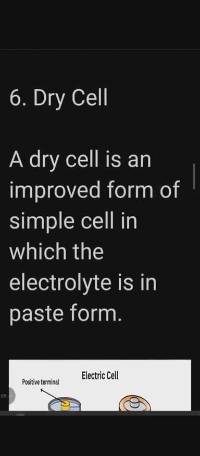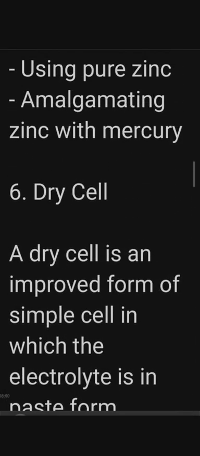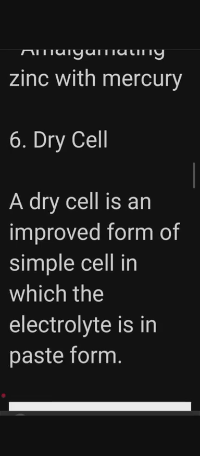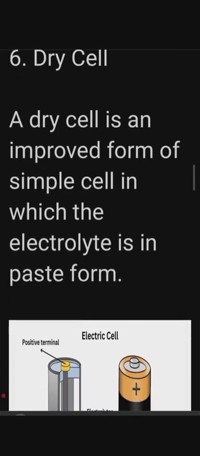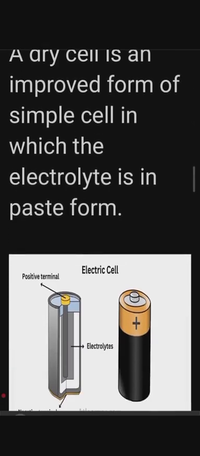So another way we can produce continuous electricity is by using a dry cell. A dry cell is an improved form of a simple cell in which the electrolyte is in paste form.